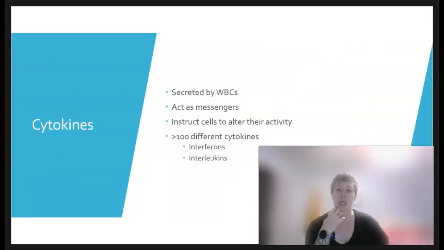Cytokines. Cytokines are secreted by your white blood cells. They alter cell activity, so they can increase proliferation, secretion, that sort of thing. They act as little messengers. There are over 100 different kinds of cytokines. The two most common are interferons and interleukins. Interferons are antiviral. They promote the immune response. Interleukins also promote the immune response.